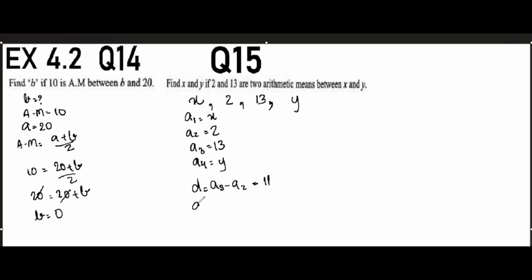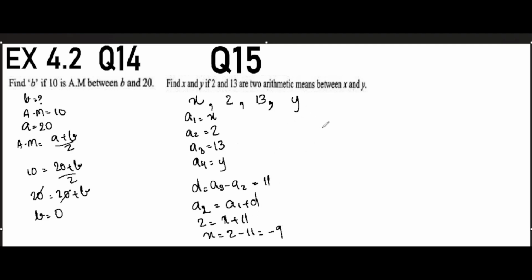Now to find a1, we are going to use the formula of a2. Let's write it as a2 is equal to a1 plus d, right? Now we have to find a1 and we have the value of a2. So a2, which is 2, is equal to a1, which is x, plus d, which is 11. x is equal to 2 minus 11, which is equal to minus 9.